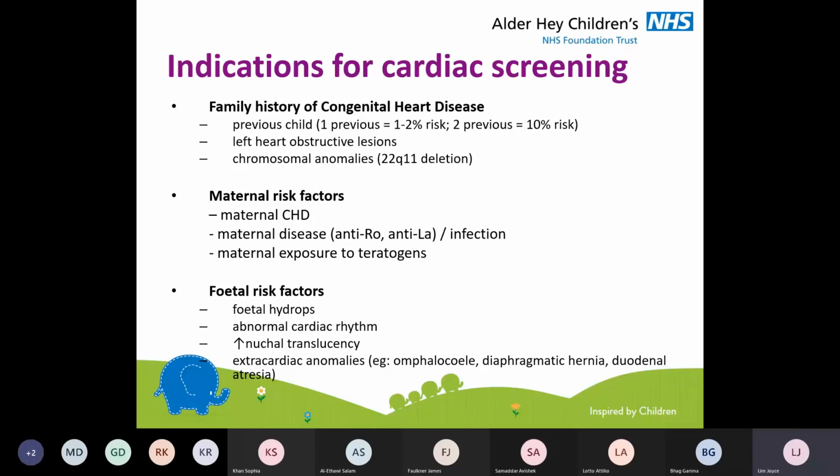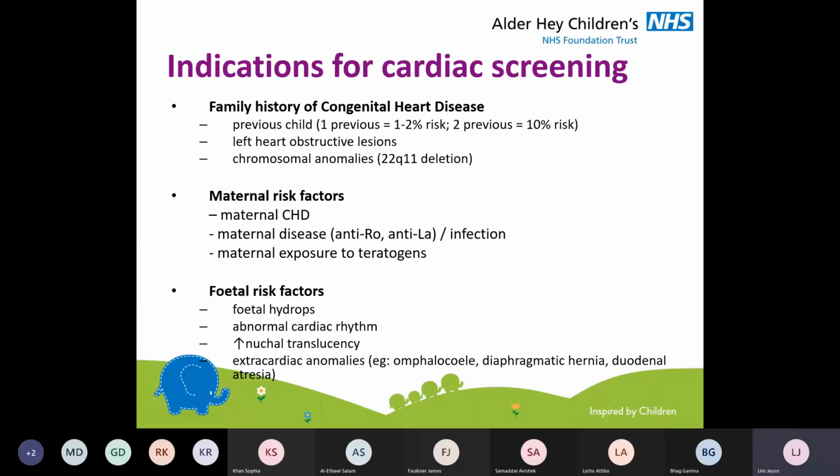So other risk factors in terms of the fetus itself: if there's fetal hydrops, you need to find out why. Is it a structural problem? Is it a rhythm problem? Or is it a function problem? If there are abnormal cardiac rhythms, they are indicated for cardiac screening.